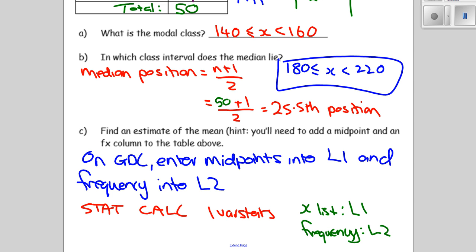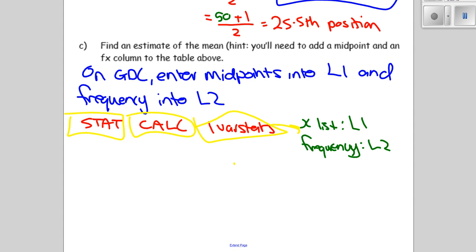So stat calc, 1 bar stats, and don't leave your frequency list blank because it's a frequency table this time. It's not just a list of data. So that's important. Tell them. Do you know how to enter in L2? Yes. You just go second 2, and the number 2 is how you enter in L2. Second 1 is how you enter in L1. So just be aware that next time you find a mean or a median with your calculator, if it's just a single list, you might need to delete that later on for the next set of questions.